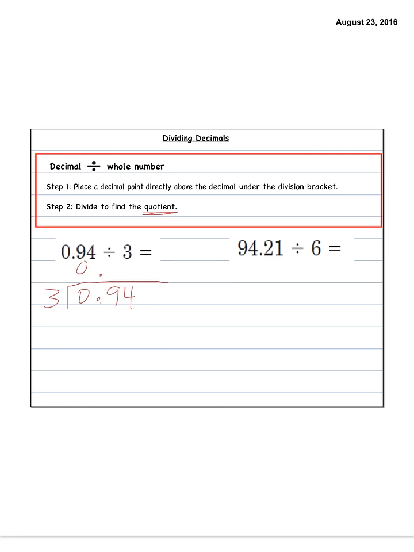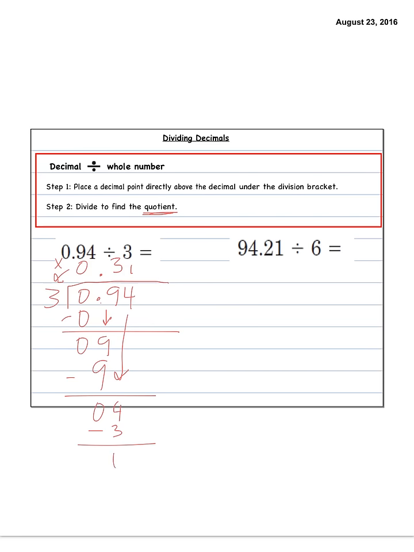3 fits into 0 0 times. Now we do multiplication. 0 times 3 is 0. Subtraction. Okay. Then we bring down our next digit. How many times does 3 fit into 9? Fits in there 3 times. 3 times 3 is 9. Then we do our subtraction. 9 minus 9 is 0. Bring down our next digit. How many times does 3 fit into 4? Well, it fits in 1 time. 1 times 3 is 3. Subtract, 4 minus 3 is 1.